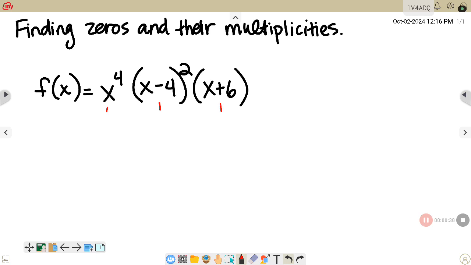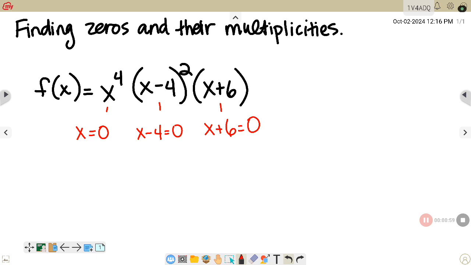Each factor that has an x, I'm going to set equal to 0, not using the exponent, just the x part. So on this first one, my factor is just x. I'll set it to 0. The next one is x minus 4. I'll set it equal to 0. And the last one is x plus 6. And I'll set it equal to 0. And then I'll solve them all for x.